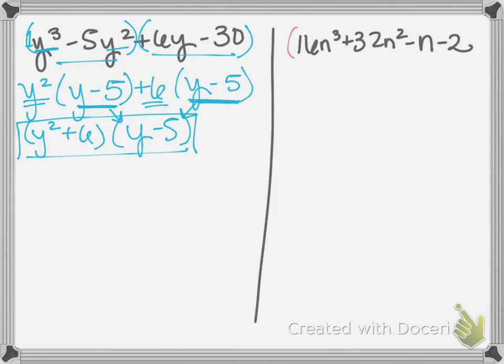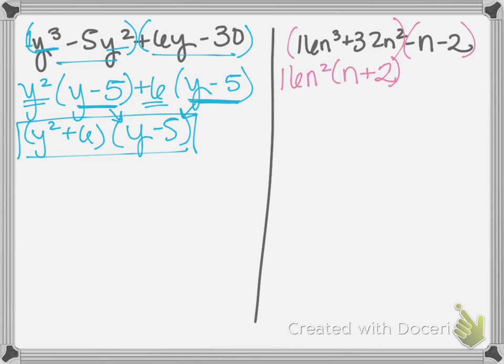Step number 1, group your first 2 and group your second 2. Step number 2, factor out your GCF of the first 2. If I factor out the GCF of the first 2, it looks like 16, which will give us 2. So we'll factor out 16n squared. Then 16 divided by 16 is 1, n cubed divided by n squared gives me just n. 32 divided by 16 gives me a positive 2, and n squared divided by n squared is just 1, so that goes away. All right, so we factored our first one, and now we go to our next one.